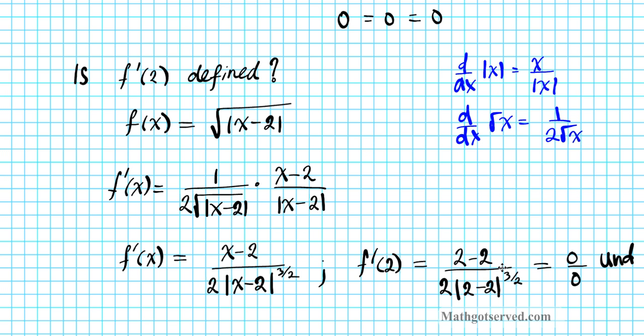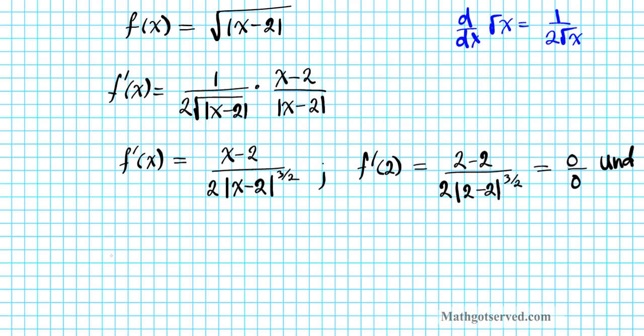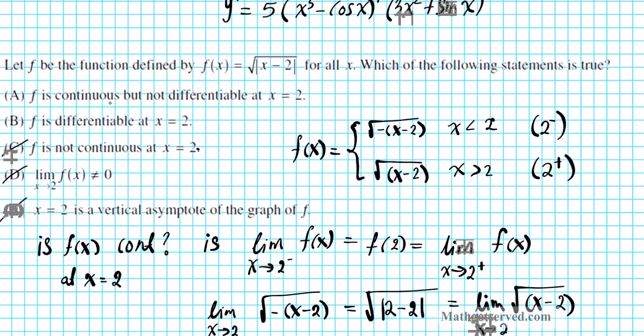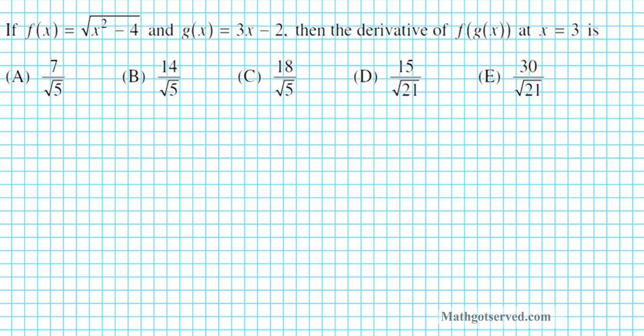So what does this mean? It means that f is not differentiable at 2, because, as we can see, the derivative at 2 is undefined. So f is continuous but not differentiable at x equals 2. Voila, our answer is option letter A. All right, let's take a look at the next problem.